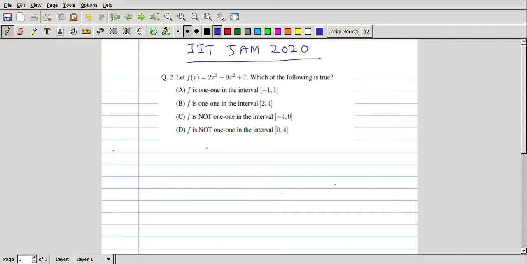Hello everyone. Today we'll be solving question number 2 of IIT JAM 2020. So let's get started with the question.